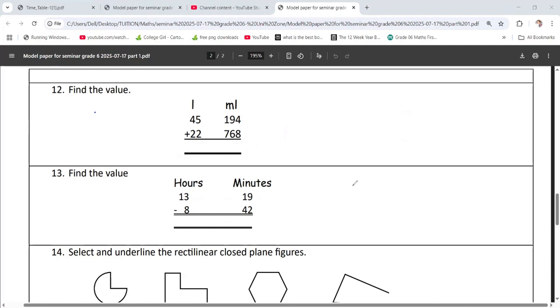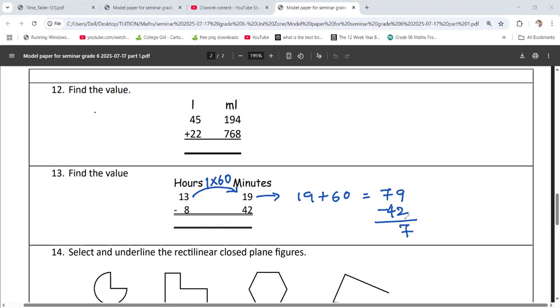And now let's go to the 13th question, hours and minutes. Here you have to do some subtraction. First you need to understand that 19 minus 42 is not possible. You cannot subtract 42 minutes from 19 minutes. Therefore, you need to take 1 hour. 1 hour is equal to 60 minutes. So when you do this, you get 60 minutes here. Then it becomes 19 plus 60, which is equal to 79. And you have to subtract 42 minutes from that.